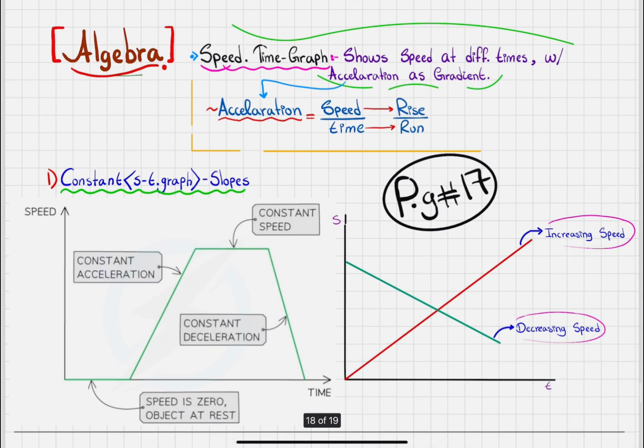Speed time graph. We've also taken this in physics, so this should be like a review. Speed time graph shows the speed at different times with acceleration as the gradient. In a distance time graph, it shows how large or small the speed is. In a distance time graph, the slope is the speed, rise over run, distance over time. In a speed time graph, the acceleration is the slope. So any change in the slope or the gradient is in acceleration. So acceleration is equal to speed over time, which is rise over run.